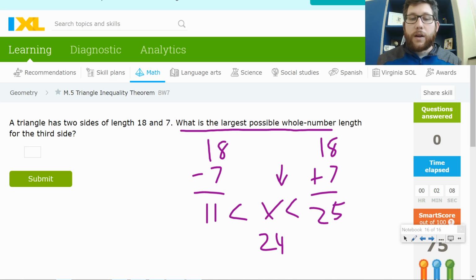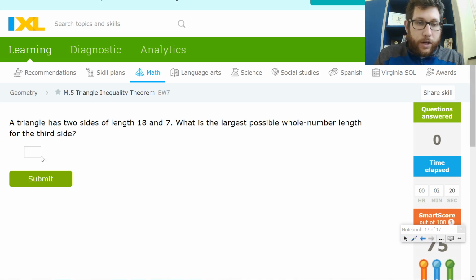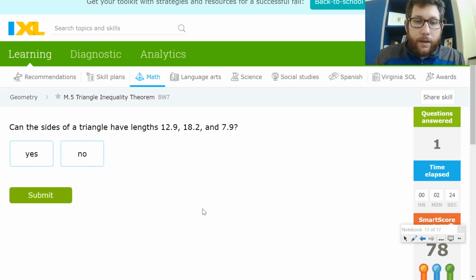So if you get stuck on questions like these, read, is it largest or smallest? And then set it up like you normally would and just see, okay, the largest number that fits in there, that's 24. Let's go ahead and try that. Let's see if that works for us. Okay, I'm going to try 24 here. And look at that.